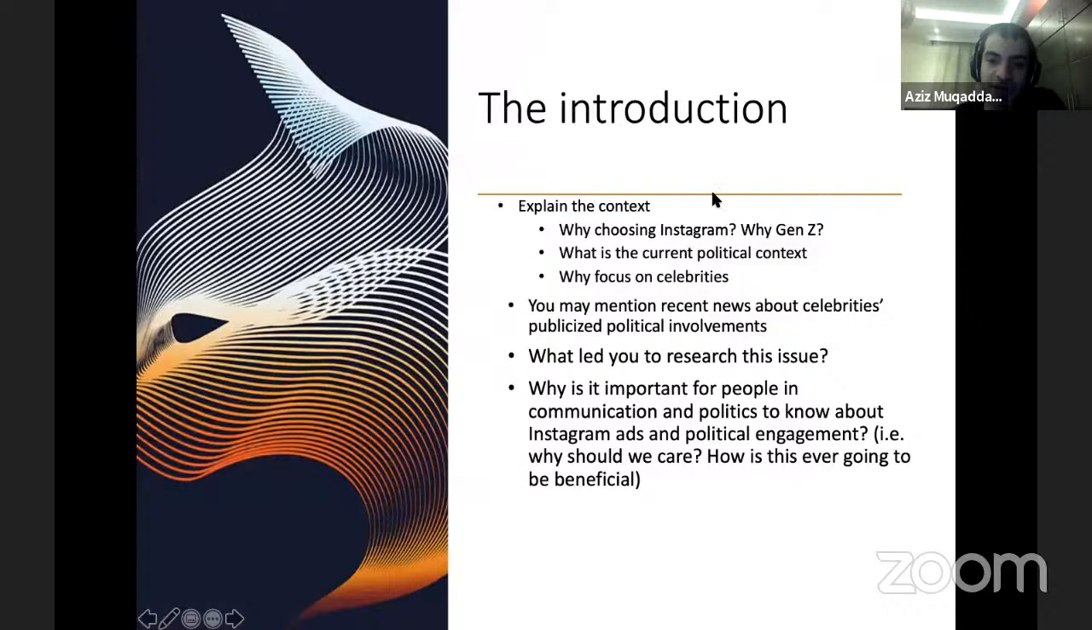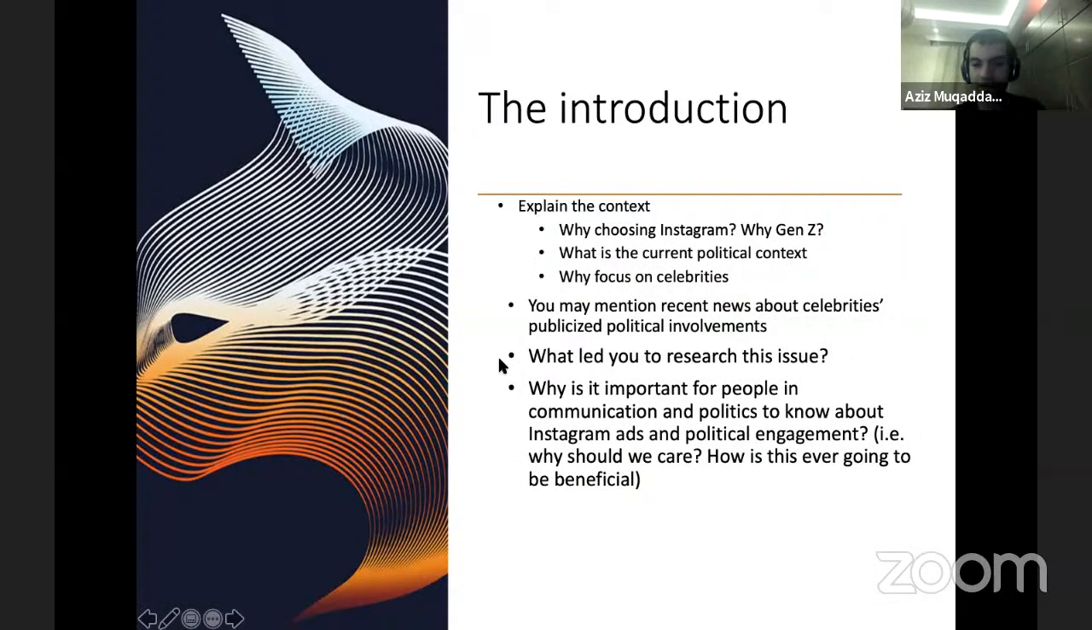And so in the introduction, if I'm about to write this paper, I have to explain the context. So why did I choose Instagram and why am I focusing on Generation Z? Generation Z is a coming force; many people born between the years 1996 and 2004 would be eligible to vote in the coming cycles. So we should pay attention to their voting behavior. And why choose Instagram? Because it's the most popular platform for people under the age of 30.